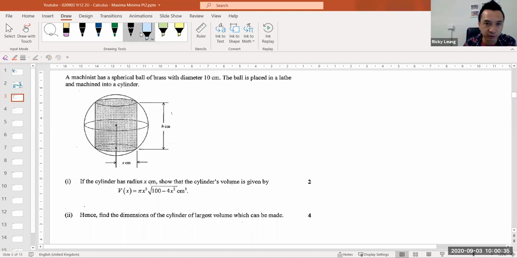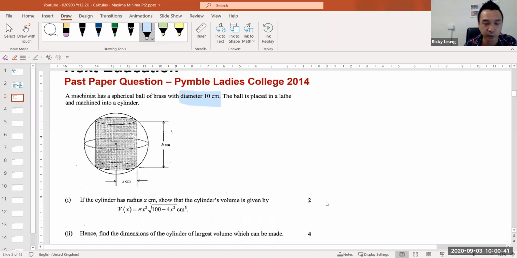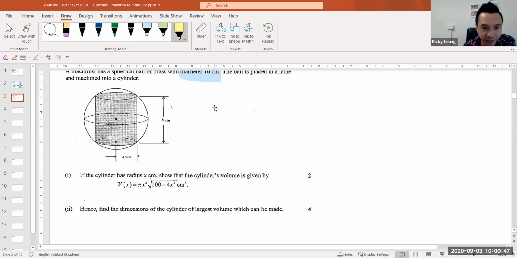Now, just to be clear, what do I have here? I've got a diameter of 10. Sorry, where's this question from? It's from PLC, the one in Pimble. So 10 meter radius.